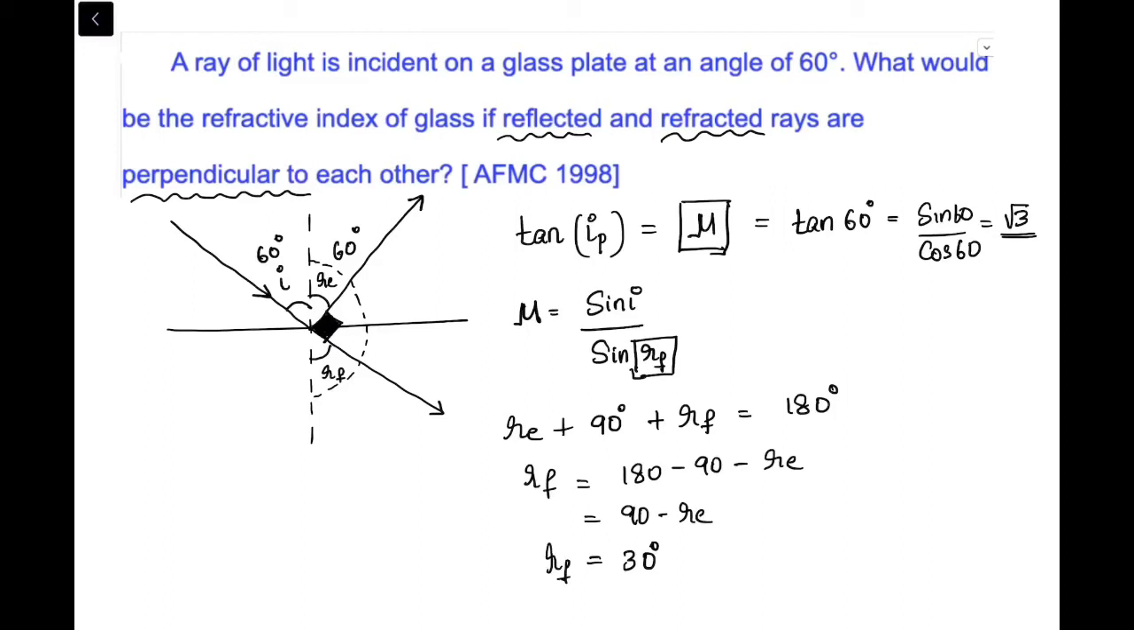You can now substitute in the formula of refractive index: sine I, which is 60 degrees, divided by sine RF, that is the angle of refraction, 30 degrees, which would be equal to once again root 3. So this is the second way of doing the same problem even though you don't know Brewster's law.